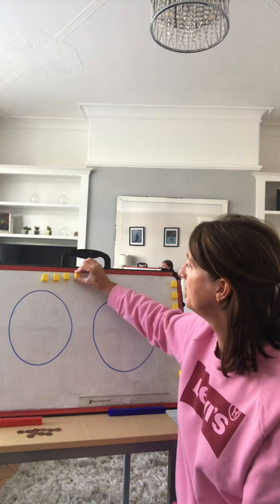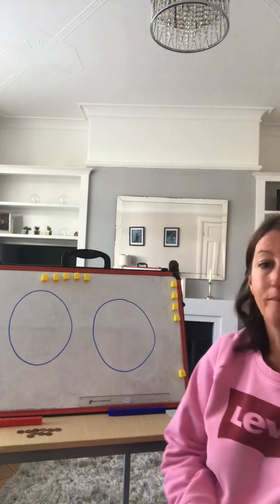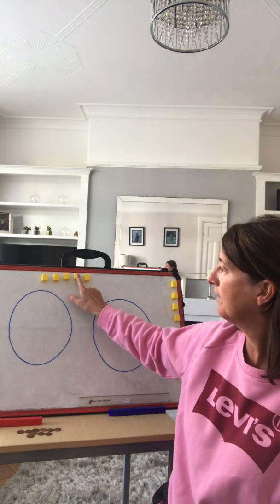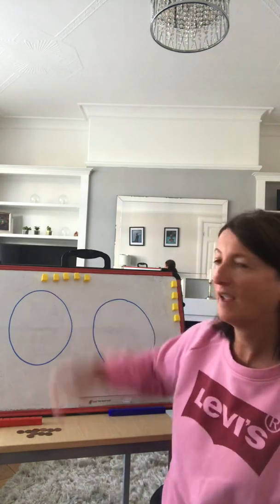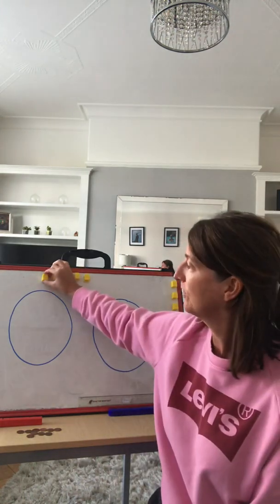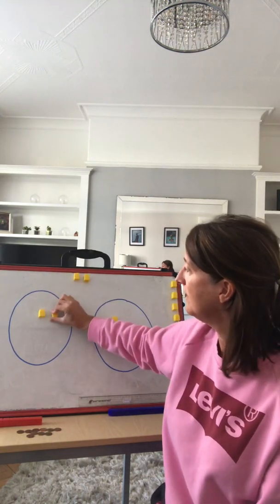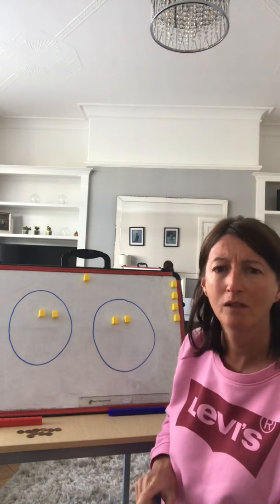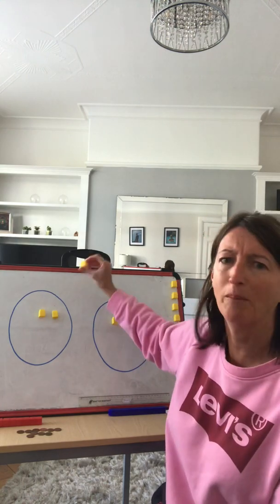Let's try another one. I'm going to put some more up there. Okay, let's see what we've got now. 1, 2, 3, 4, 5. Let's try and split that in half. So I put 1 in there, 1 in my other part, 1 in there, 1 in my other part, and I've got, oh no, I've only got 1 piece left. Oh, it's okay. I'll just pop it in this one. It's fine, isn't it?